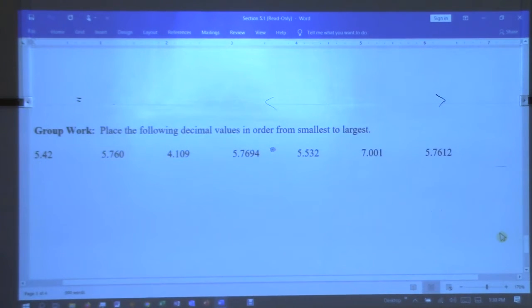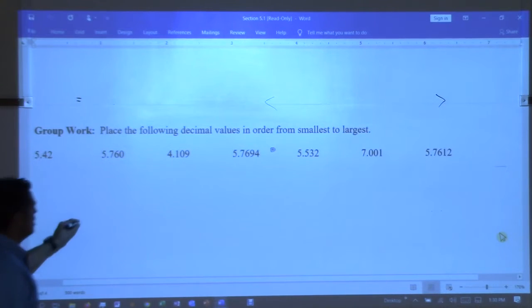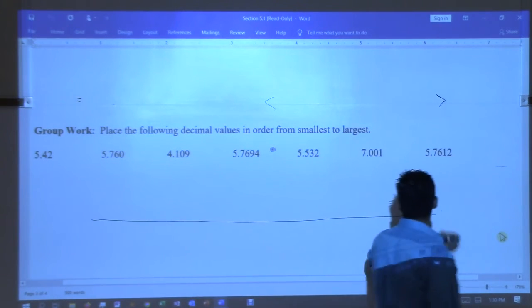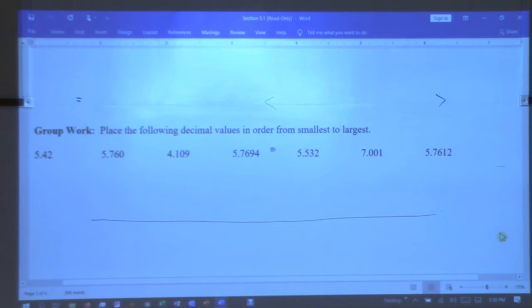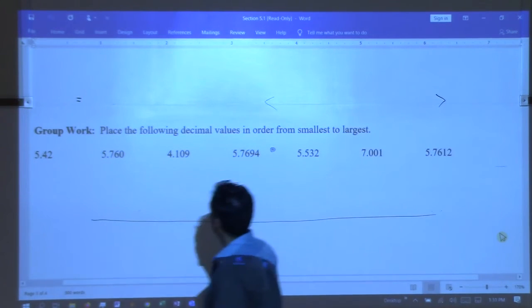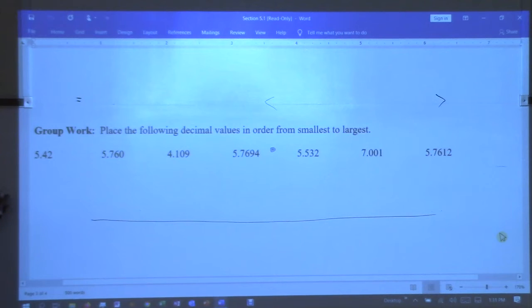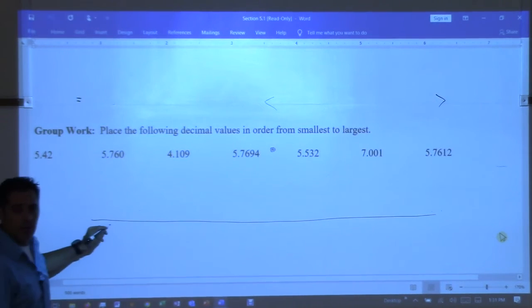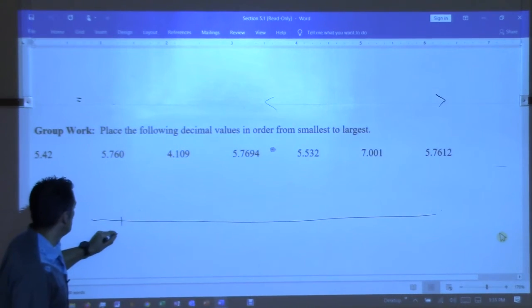You're supposed to place these in order from smallest to largest. So we'll just do this together here. Let's see if we can figure out, someone volunteer, what's the smallest number on this list? Is that 3 or 5? This is a 5. Okay, so 4.109, everyone agree? So that would be the smallest one we have.